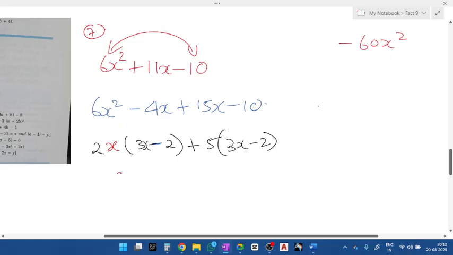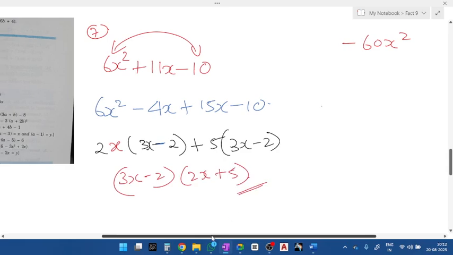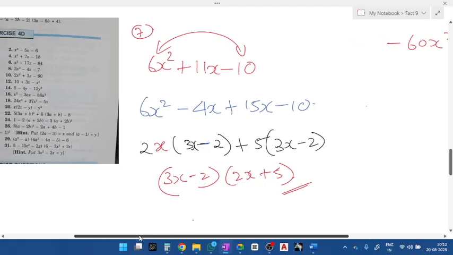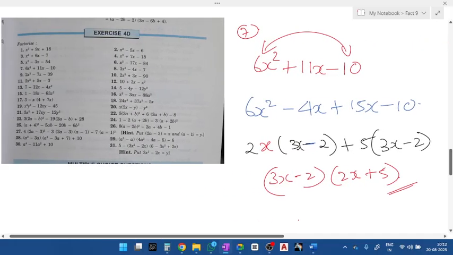What's the answer, students? 3x minus 2 into 2x plus 5. Done? All of you completed? Got the answer? Okay, which one was the seventh question? Seventh, skip all this. I'll tell you which one to solve. Remaining, I'll give it for homework.